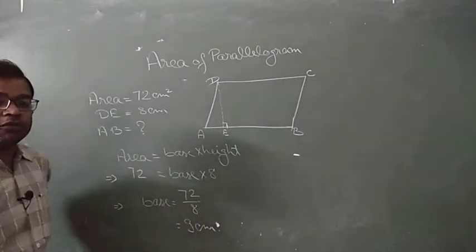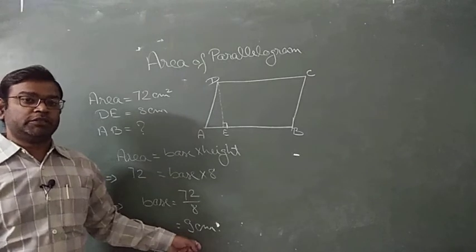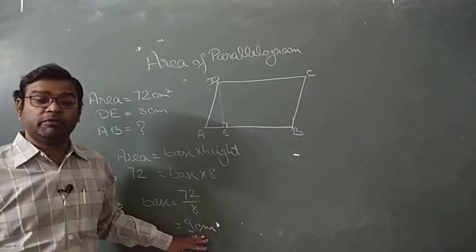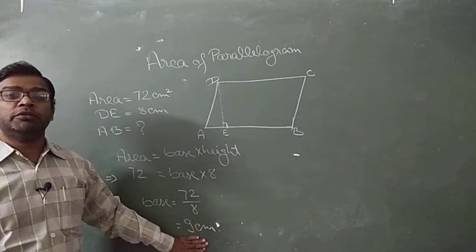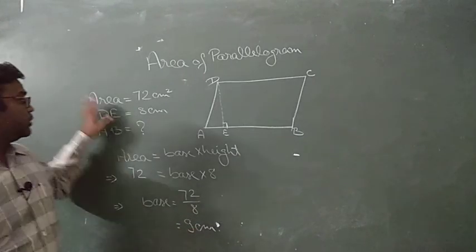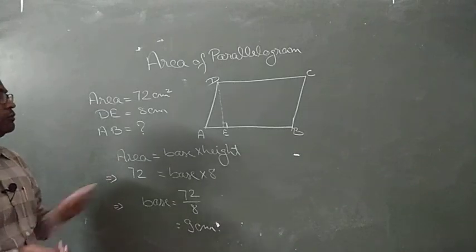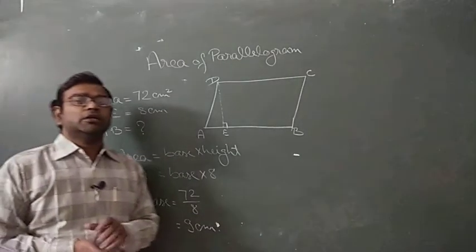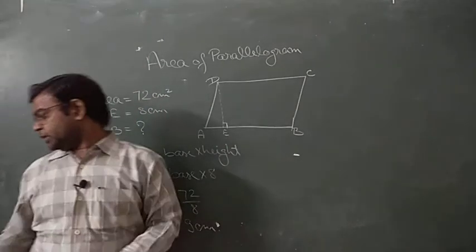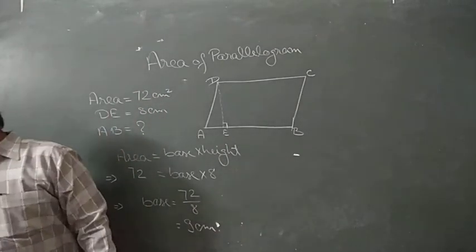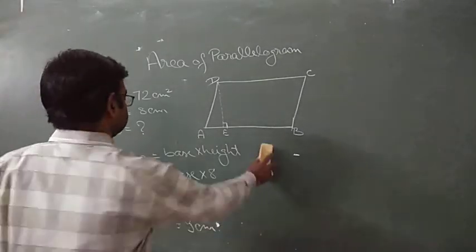You must remember to give the unit, otherwise I or anyone can reduce your marks, maybe half a mark, maybe 1 mark depending on the question. So you must give the unit at the end of your answer. So this is the solution. I hope you are able to find the solution. In many questions, your base is given, your height is given, and the question asks you to find the area. So I think you are able to find the area in such questions. Now the next question we are going to discuss.